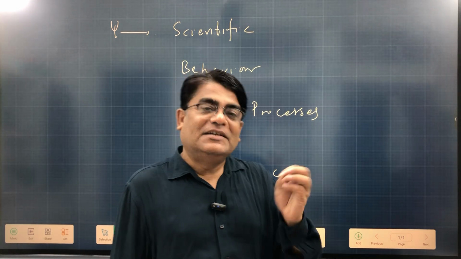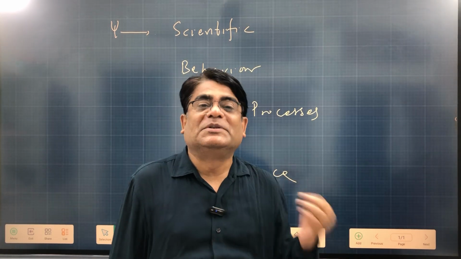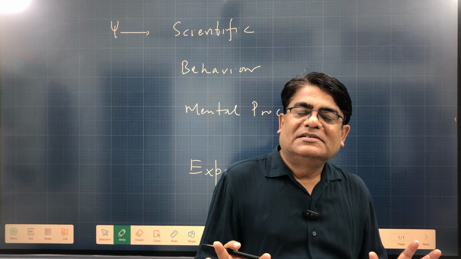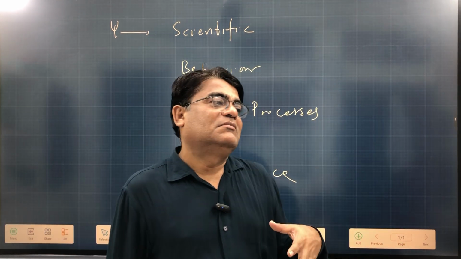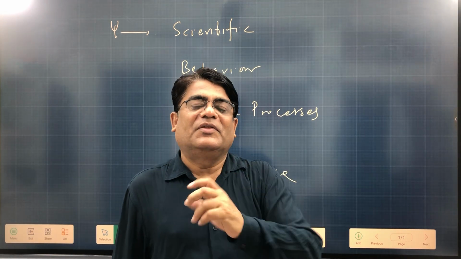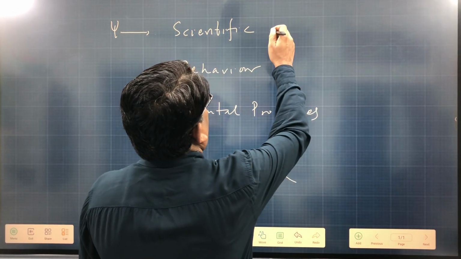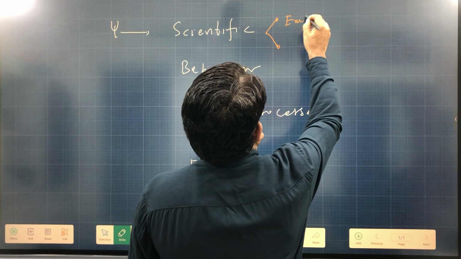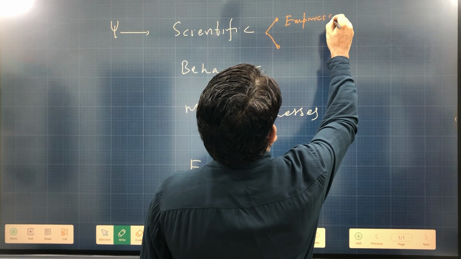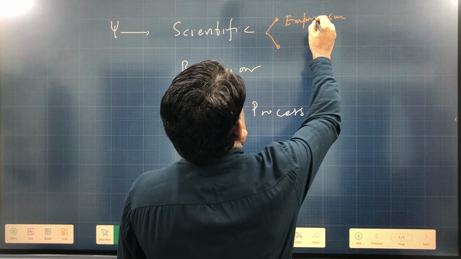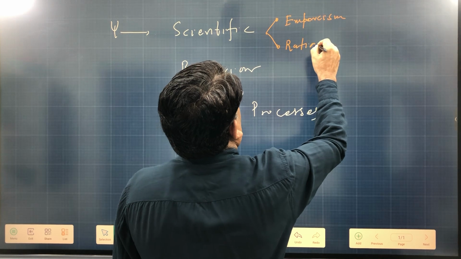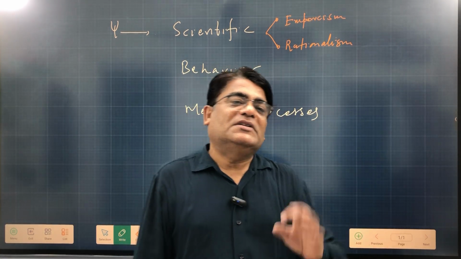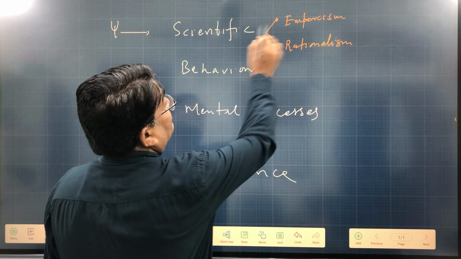But when I say scientific, what does it mean? Scientific study means the way you study physics, chemistry, biology and other natural sciences. How do we study? We study through two things. Philosophy of science has two wings. One is empiricism, and the other is rationalism. All isms are philosophy. Philosophy means beliefs. So what is empiricism? This is the basic philosophy of science.